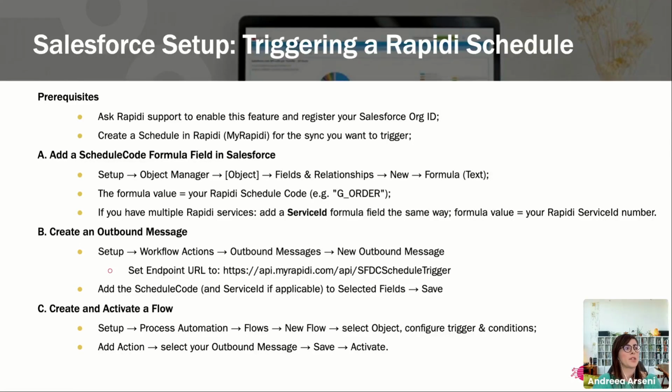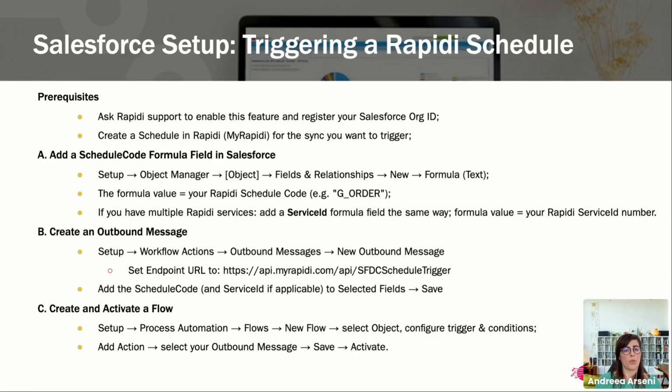You need to add the schedule code on the specific object that you are using for this instant sync. You go to that object, create a formula field, and add the schedule code. In the formula field, if you have multiple schedules that you want to trigger, you can set up some rules so that you trigger the right one. And if you have multiple Rapidi services, you also need to have a field called service ID.